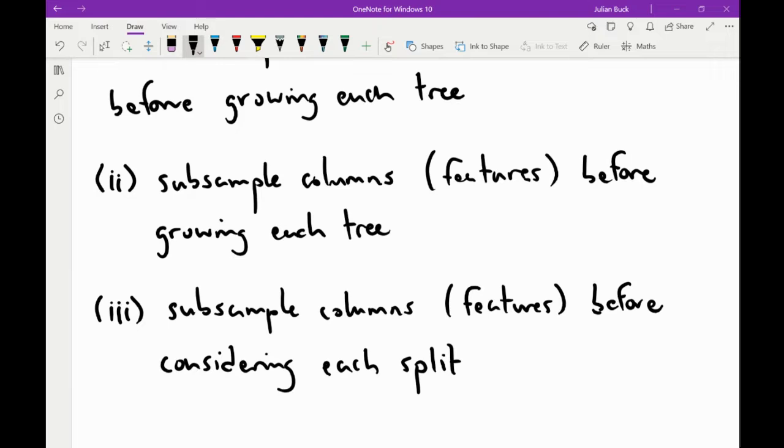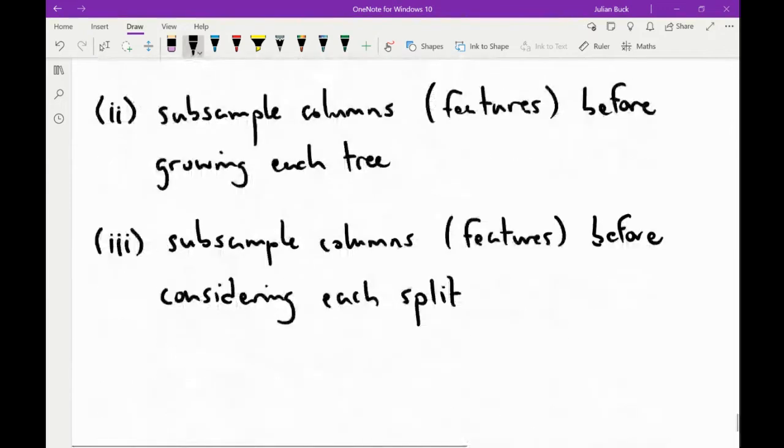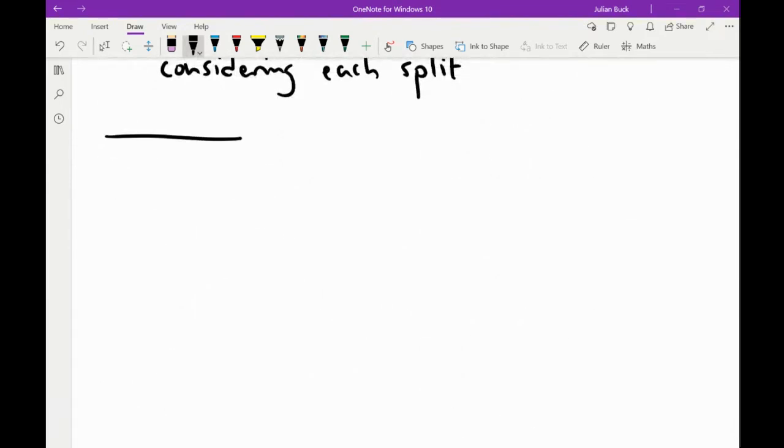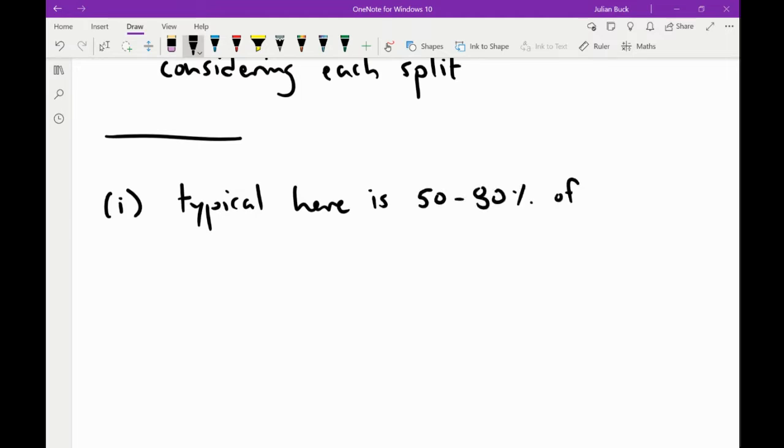Okay. So what are the things that we can say about these three approaches? Can we make some general comments on them? So for approach 1, remember what we're sampling is we're going to subsample training data. Typically the way we do that is we set some percentage of the training data and tell the algorithm to randomly select that. So typical here is 50 to 80% of the rows of the training data for each tree.